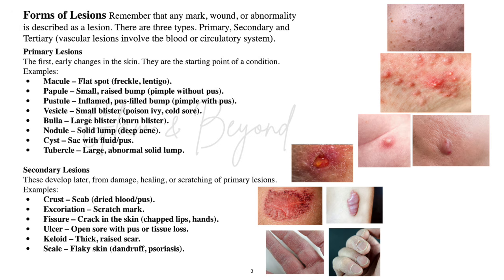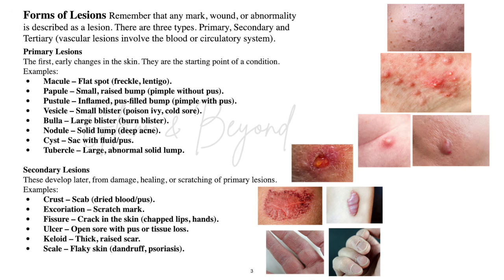Now let's talk about secondary lesions. These develop later from damage, healing, or scratching of a primary lesion. So what would be some examples of a secondary lesion? A crust, which is like a scab, right? Dried up blood. Excoriation, you guys, is basically any scratch mark. A fissure is a crack in the skin. An example would be chapped lips, chapped hands.